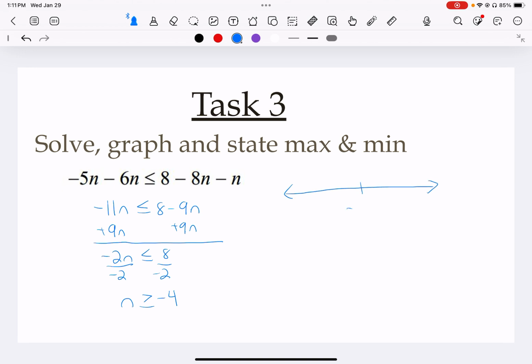So now for my graph, I'm going to have negative 4 in the middle, negative 3 and negative 2, and then negative 5 and negative 6. Since it's greater than or equal to, negative 4 is included, so it's a closed circle. And I'm going to shade to the right. Now the minimum is how far left I can go, which in this case is negative 4. And the maximum, since it goes to the right forever, my maximum would be positive infinity.